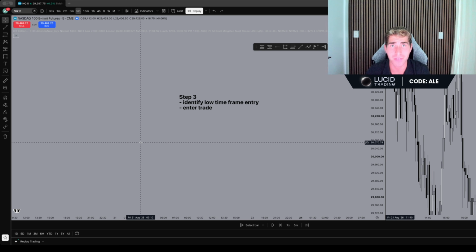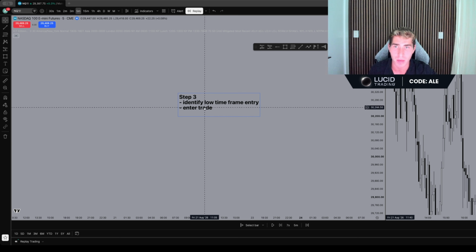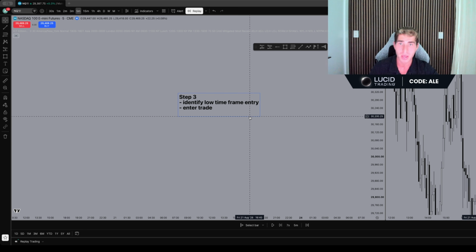Now that we have identified where price wants to go, and we've identified why price is moving where we want price to go, now we are simply entering the trade. This is obviously the hardest step, because realistically, if it was the easiest step, everyone would be super rich, making infinite money trading. So this is going to be the hardest step when it comes to actually trading my system: identifying a low time frame entry and entering that position.